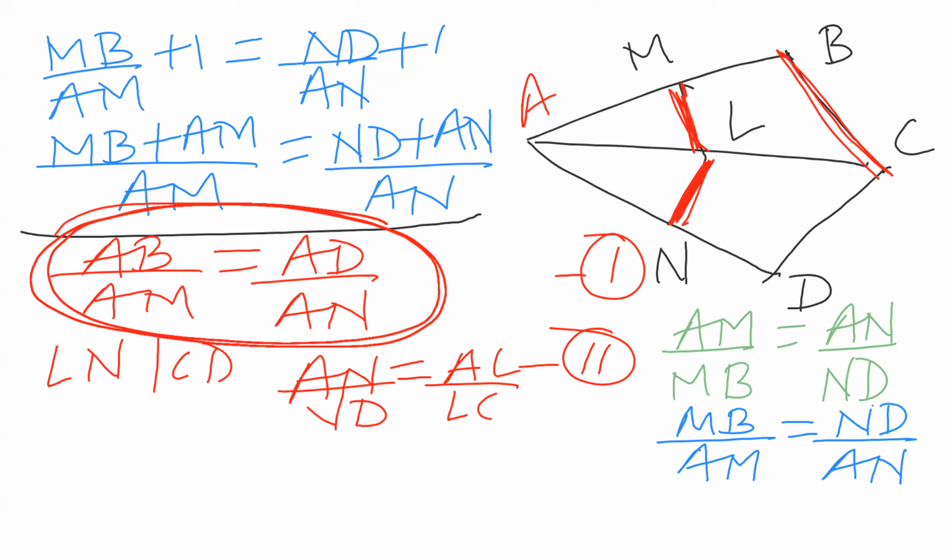Now we'll do reciprocal, again we have to do invertendo here. After doing invertendo, you will get AM by AB equal to AN by AD. So only you have to manipulate the data. The concept was only the application of basic proportionality theorem.